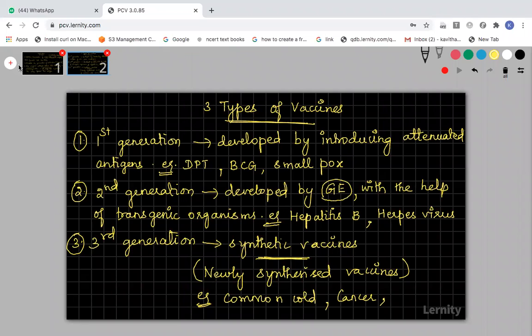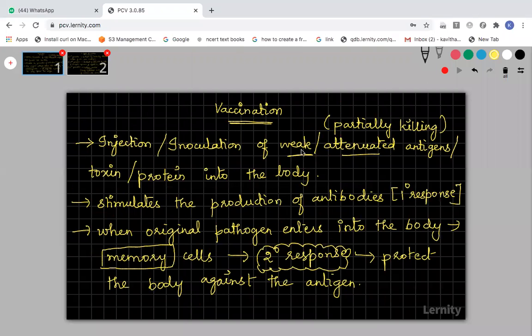And students, please, I want to tell you one thing. Whenever a pathogenic organism enters into your body, or whenever vaccines are given, again we are allowing the pathogen to enter into the body, but it is not a strong pathogen, it is a weak pathogen. We are isolating the pathogen and then we are making it very weak, and then we are allowing it to enter into the body.